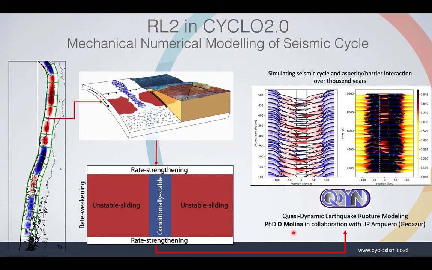You can see the video that Diego produced for us for this annual meeting, showing and explaining these nice results. He's working with Jean-Paul Ampuero, using QDYN, a quasi-dynamic earthquake rupture modeling code that allows us to study the evolution of seismic slip and also locking in time at scales of 1,000 years, showing that these conditionally stable barriers have a rich range of different seismic behaviors.